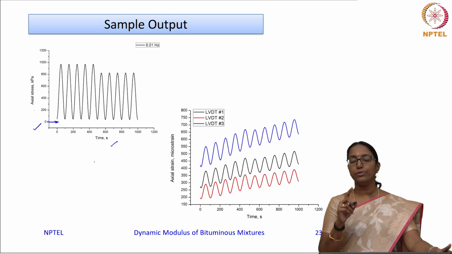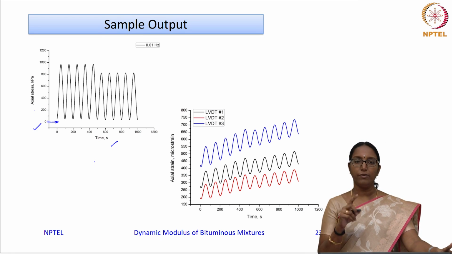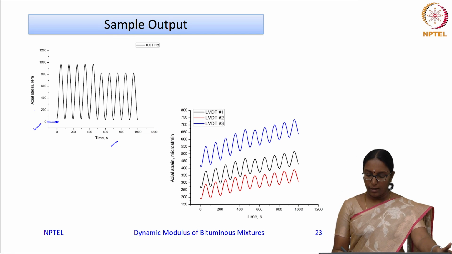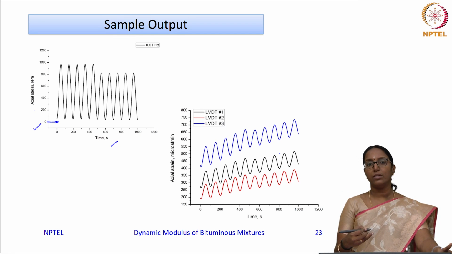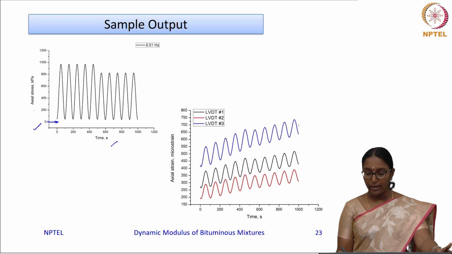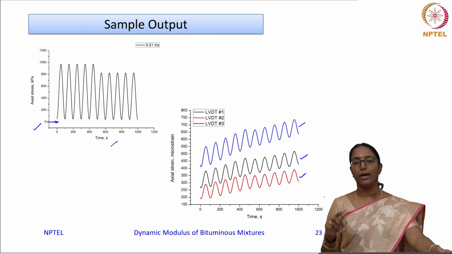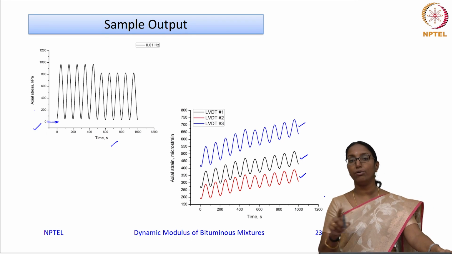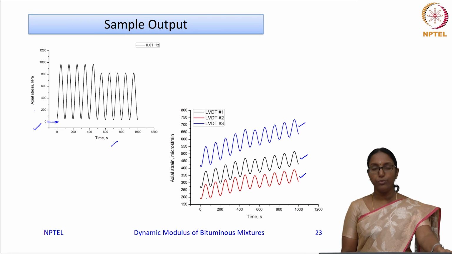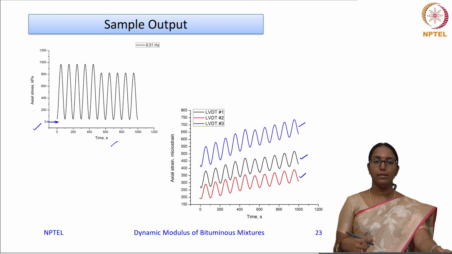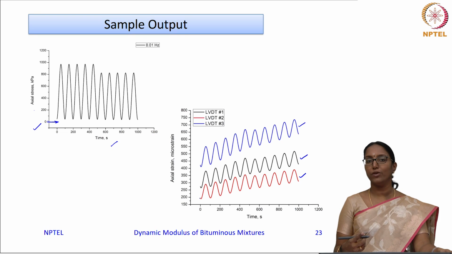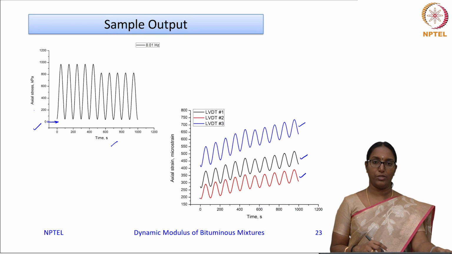Now, as I said, you use 3 LVDTs for capturing the strain response. The response from the LVDTs is shown here in these 3 colors. As you see, the response is also Haversine in nature, but it is not horizontal. Why? Because in every test cycle, there is going to be a recoverable deformation as well as an irrecoverable deformation.